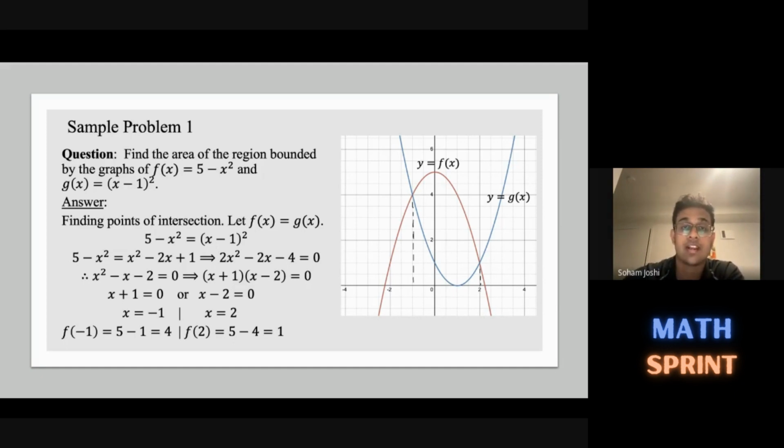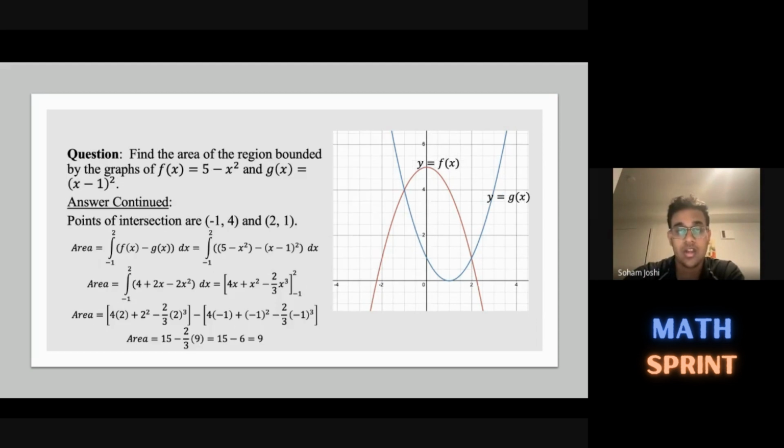We do this by equating f of x with g of x using algebraic manipulation and factoring like I've shown here. You will find that the x values of the intercepts are x is equal to minus 1 and x is equal to 2. It's not necessary, but you can plug those into the function to know the corresponding y values. Okay, so our points of intersection are found to be (minus 1, 4) and (2, 1). So now our upper limit of our definite integral will be 2 and our lower limit will be minus 1.